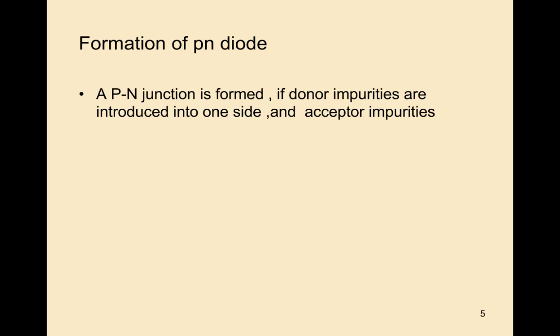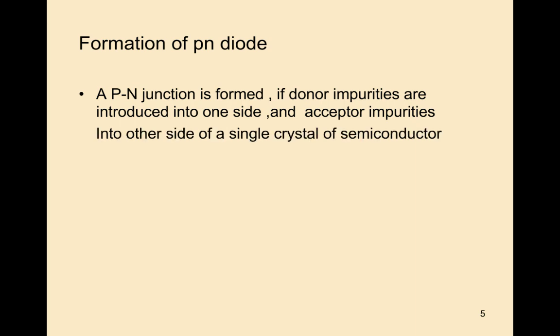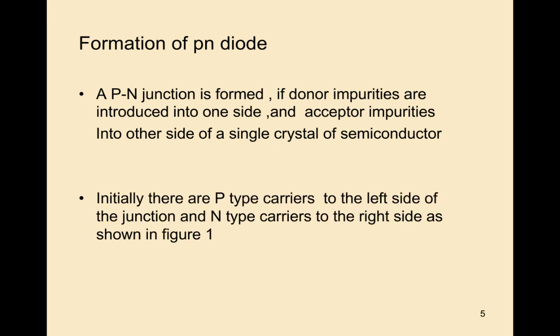A PN junction is formed if donor impurities are introduced into one side and acceptor impurities into the other side of a single crystal of semiconductor. Here, acceptor impurities are nothing but the p-type semiconductor, and donor impurities are the n-type semiconductor.